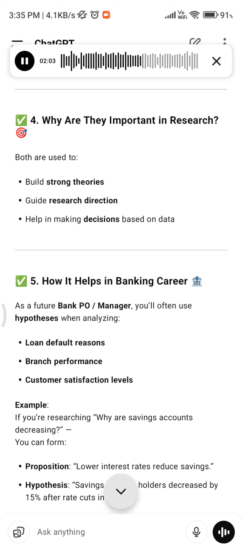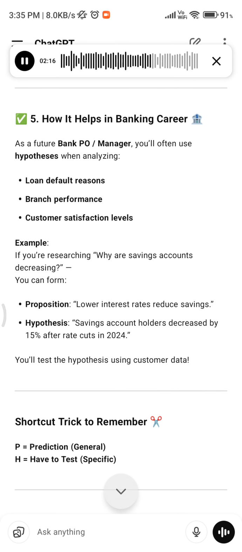4. Why are they important in research? Both are used to build strong theories, guide research direction, and help in making decisions based on data. 5. How it helps in banking career. As a future bank PO or manager, you'll often use hypotheses when analyzing loan default reasons, branch performance, and customer satisfaction levels.